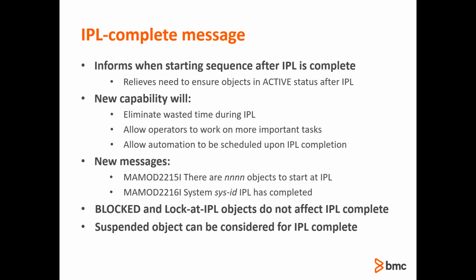Knowing when an IPL is complete allows users to not only know when the system is ready for processing, it also allows for needed automation to be scheduled. It frees operators from having to manually make this check, allowing them to work on more important tasks. An enhancement to TOM relieves the need to ensure that objects are in an active status after an IPL. New messages, as you see on this slide, indicate how many objects need to be started at IPL, as well as when all of those objects are in an active or complete status. Considerations have been made for objects that are blocked, designated as locked at IPL, or marked as suspended when determining if the IPL is complete.